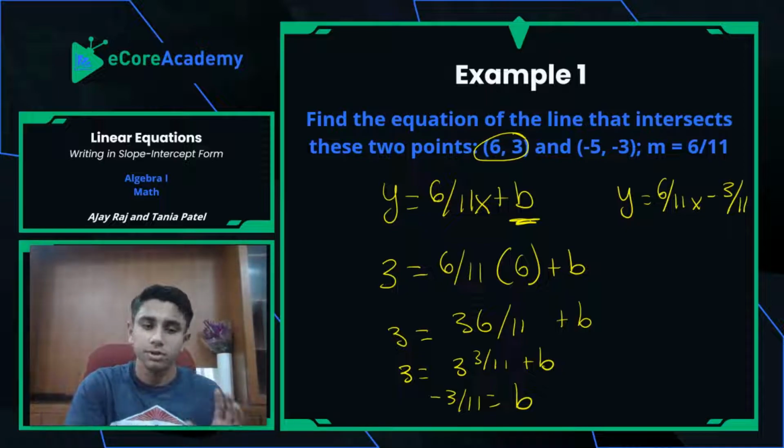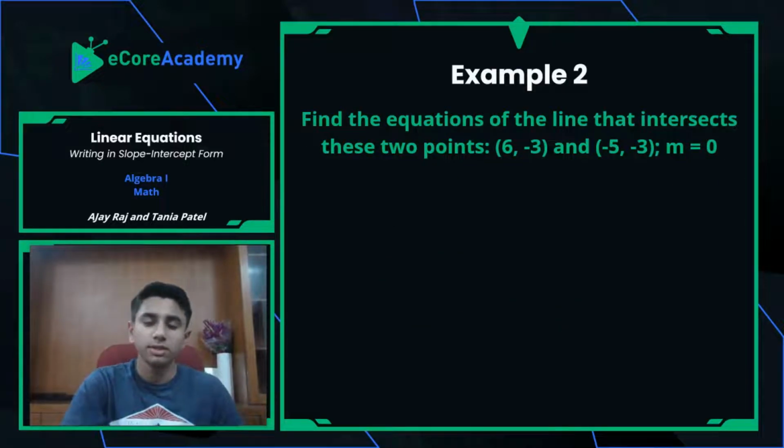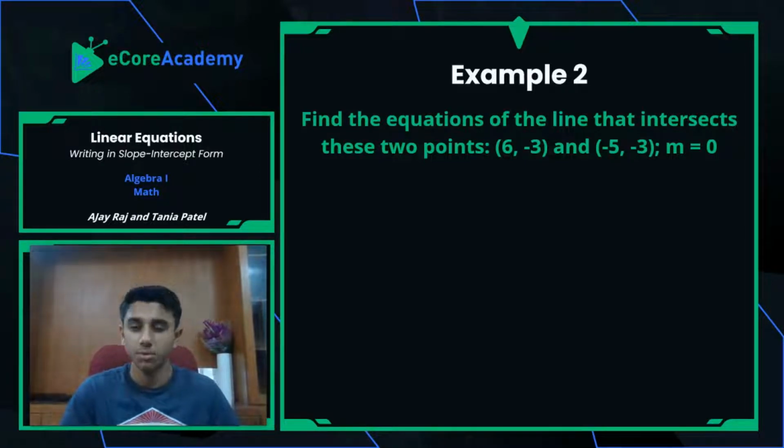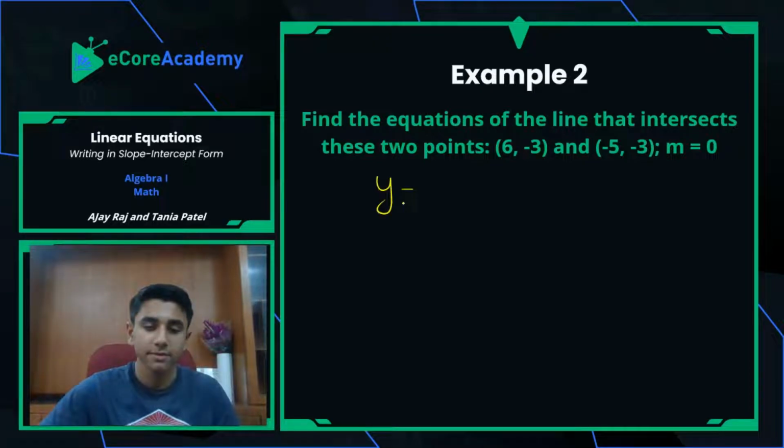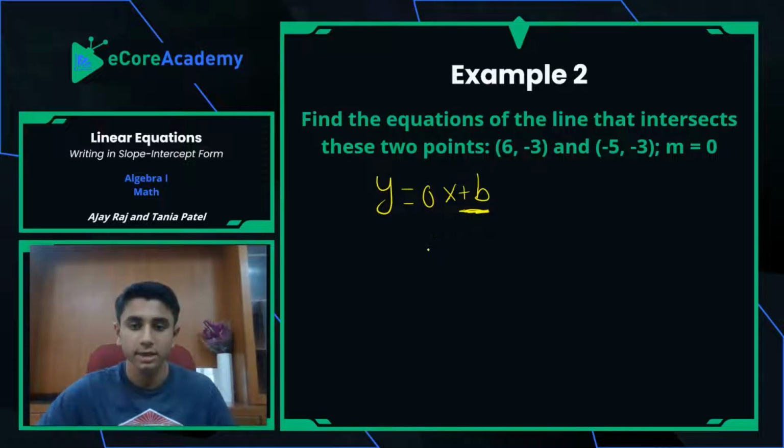All right, now moving on to example 2. Let's find the equation of the line that intersects these 2 points, (6, -3) and (-5, -3), with the slope being 0. So first, of course, we're going to calculate our original equation, what we have so far. So y equals 0x plus b. Of course, we're just solving for a y-intercept in this case, our only remaining variable.